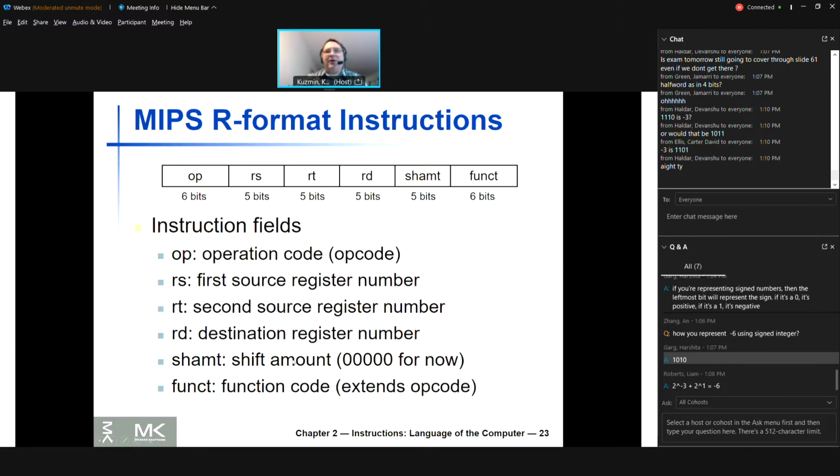Shamt, a good one. It's a shift amount. It's all zeros for now.